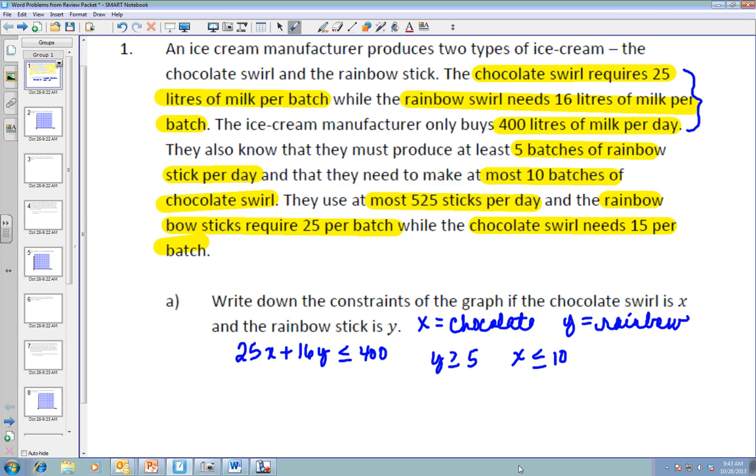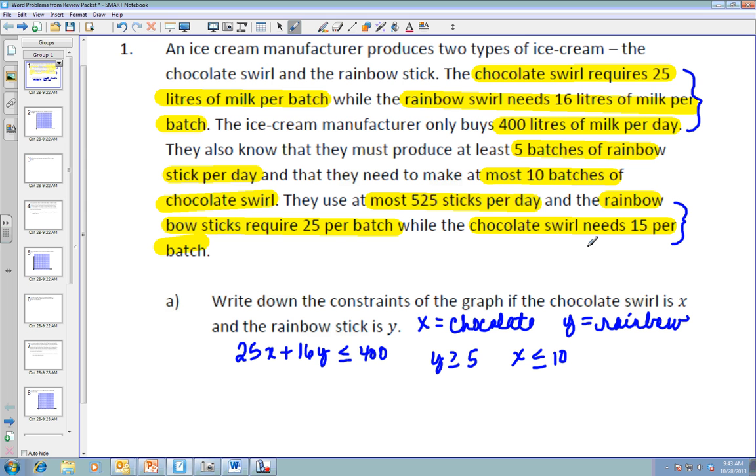Okay. And we have one more set of information. It says they use at most 525 sticks per day, and their rainbow sticks require 25 per batch, and the chocolate swirl needs 15 per batch. Okay, so here's my next inequality. Rainbow sticks require 25 per batch, and the chocolate swirl needs 15 per batch.